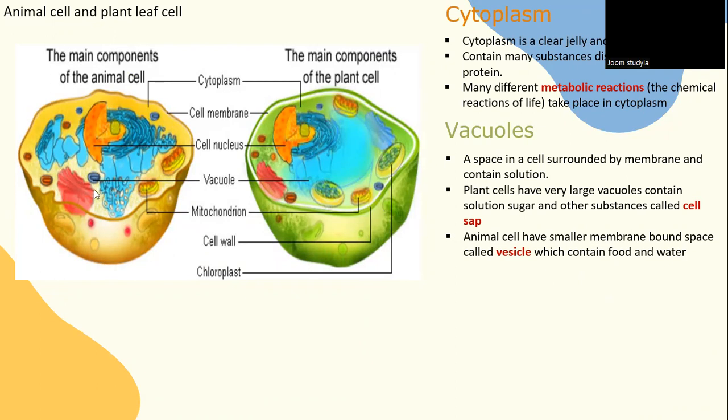Vacuoles. You can see the plant's vacuole is bigger compared to the animal's. So what is a vacuole? A space in a cell surrounded by a membrane that contains a solution. Plant cells have very large vacuoles containing a solution of sugar and other substances, called cell sap. Animal cells have smaller membrane-bound spaces called vesicles, which contain food and water.